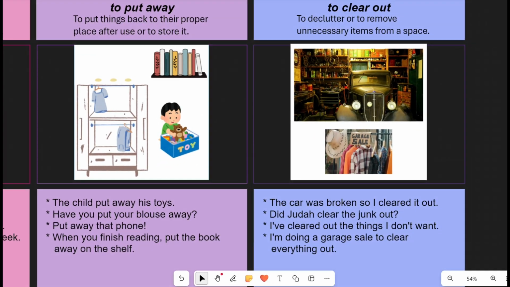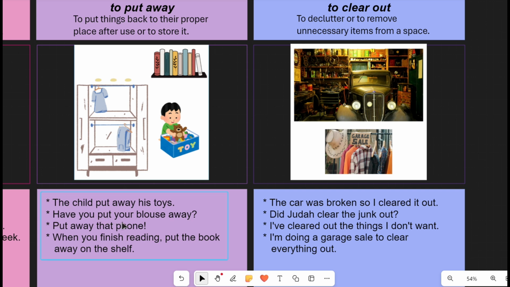To put away. To put things back to their proper place after use or to store it. The child put away his toys. As you can see in the photo here, he's got a box of toys. Some are already in the box. Now he's adding this into the box. He put away his toys because he doesn't need to use them right now, so he is storing them.